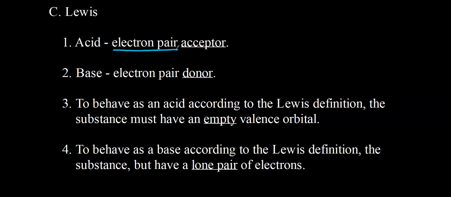Now, in order for a substance to behave as an acid according to the Lewis definition, the substance must have an empty orbital in its valence shell, something that it can use to accept a pair of electrons. Likewise, to behave as a base according to the Lewis definition, the substance must have a lone pair of electrons, a pair of electrons that it is not sharing with another atom, that it can use to donate to another substance.